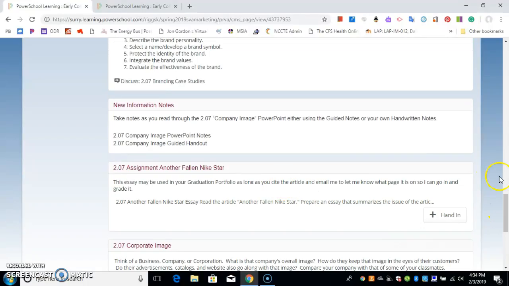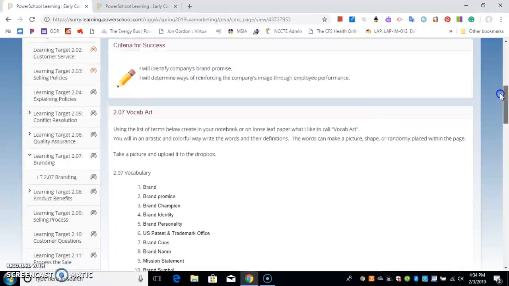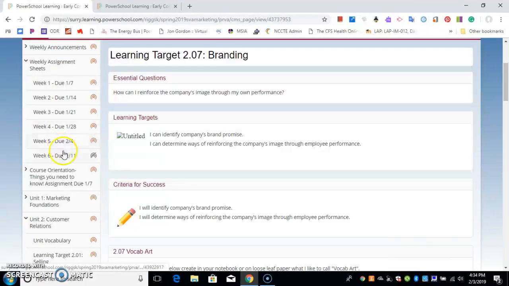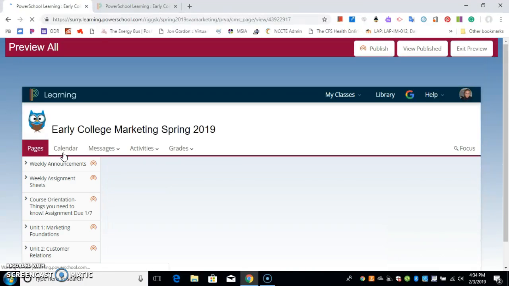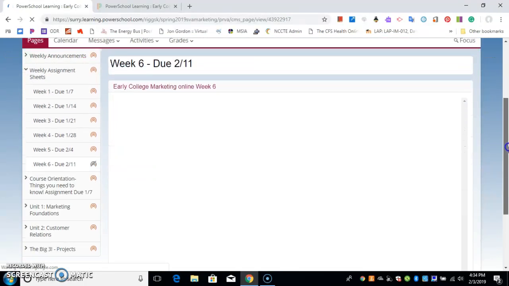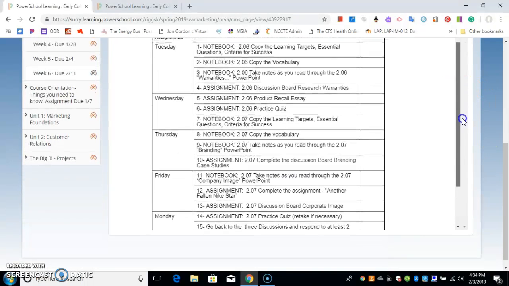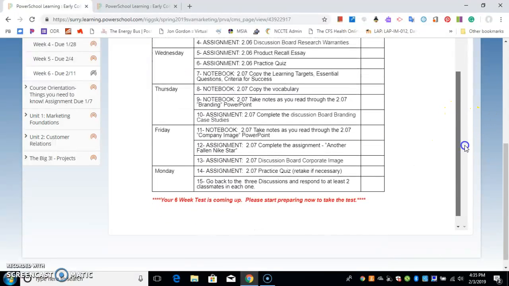So you've got a few assignments here and some notes. 2.07 is not, and 2.06 is not as bad. And here's your checkoff sheet. What's due on 2/11, so that is next Monday. And notice this looks like a lot, but don't freak out, because I put everything you should do, from what I'm suggesting you write in your notebook to every little thing. All of this is not a grade, but some of it is.